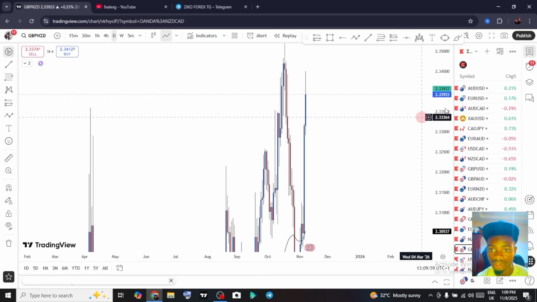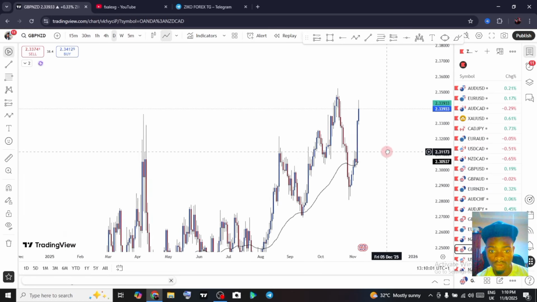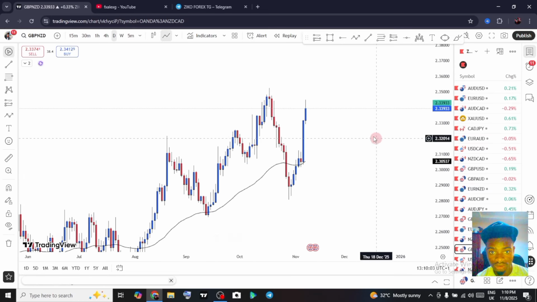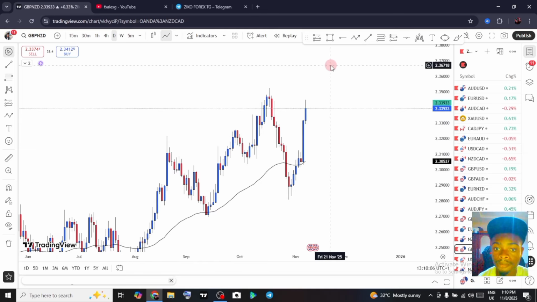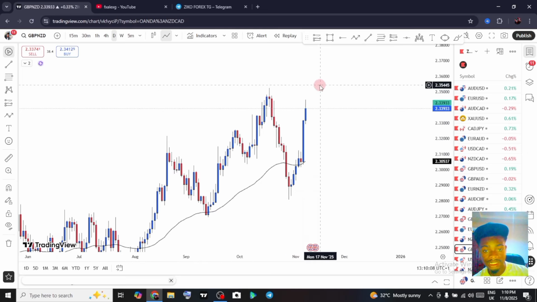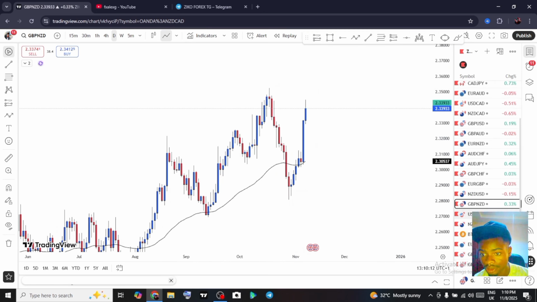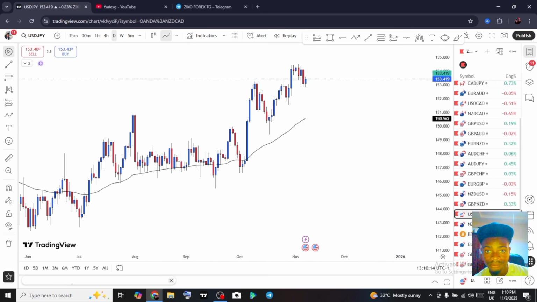Daily time frame. All right, you guys know why I'm not going to be taking this trade. You guys know why I can't take anything here, right? You guys know that. So next pair, USD JPY.